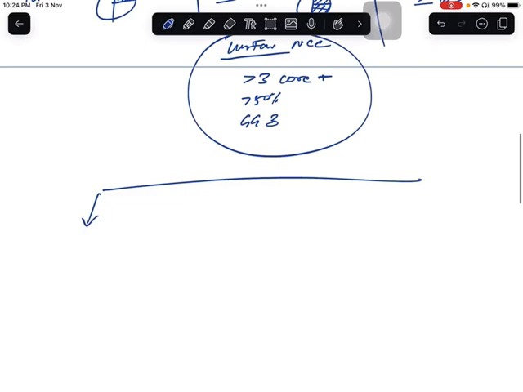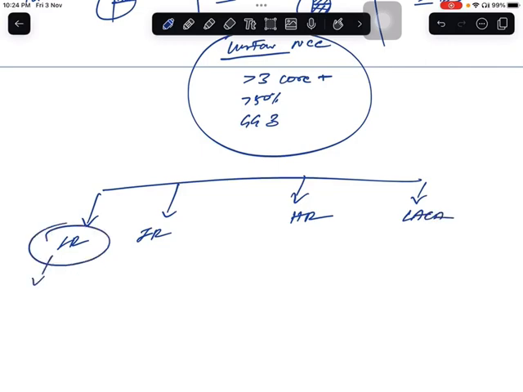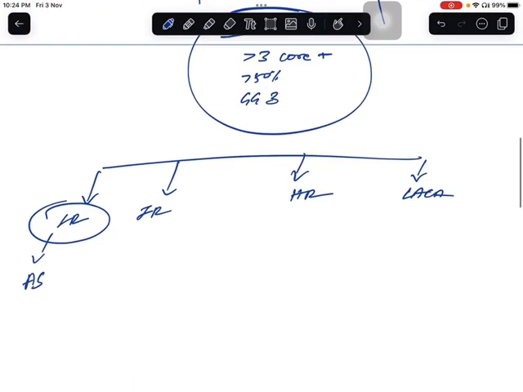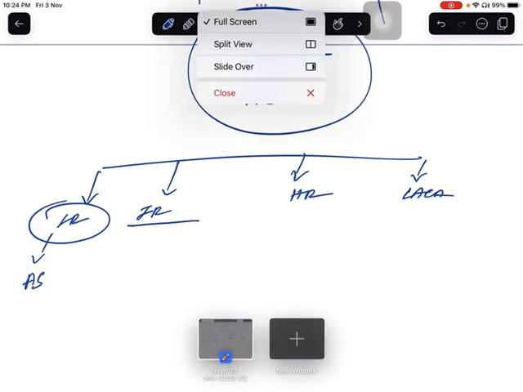Then we categorize the patient into low risk, intermediate risk, high risk, and locally advanced cancer. Low risk tumor, as I have told before, you can go in for active surveillance. Okay, intermediate risk. What are the treatment options available? Okay, we know mainly the treatment of prostate cancer has three treatment modalities.